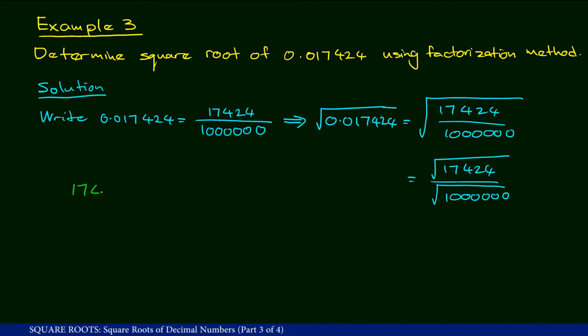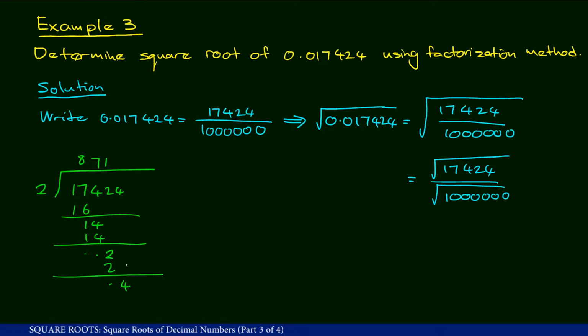So 17,424, divide that by 2. So this is equal to 8. 8, that makes 16. So 1, 4, divide that by 2 again, becomes 7. So that is gone. So put down 2 here, that is equal to 1. So remainder is 0. And 4, that is equal to 2. So the answer is 17,424 divided by 2 is 8,712. We can still divide this number by 2 again because it's an even number.